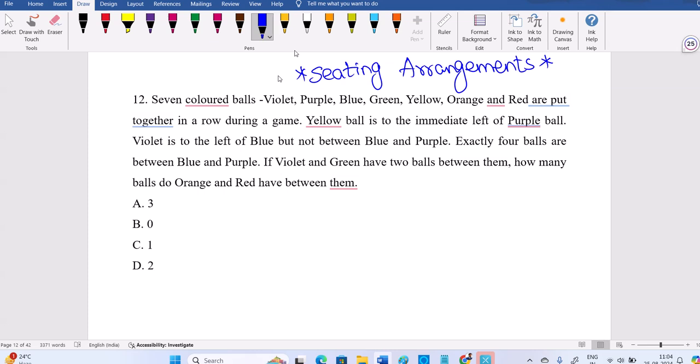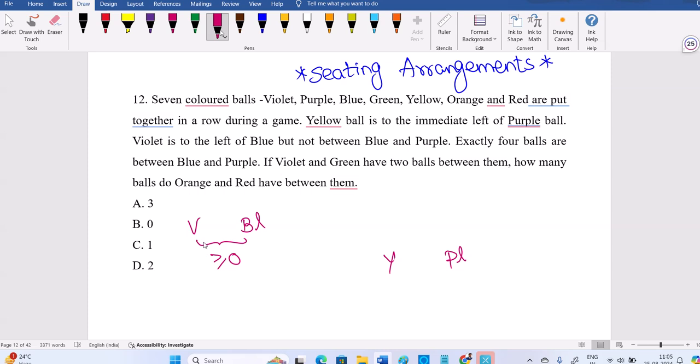So start doing, dear. Yellow is left of purple. I'm writing YP, immediate left. Violet is left of blue. Left means it can be immediate left or many things. So here I am putting a gap, because violet is left of blue. A gap is also possible. There may be a 0 gap or greater than or equal to 0. Immediate left is not mentioned.